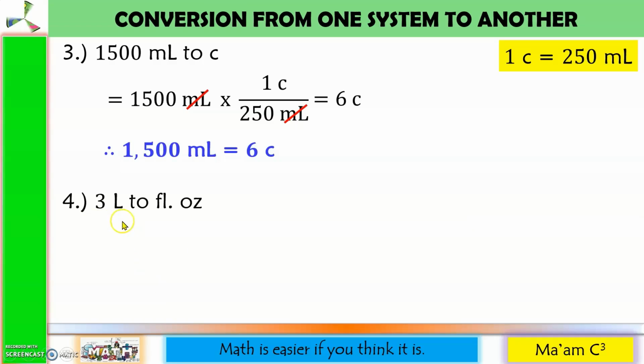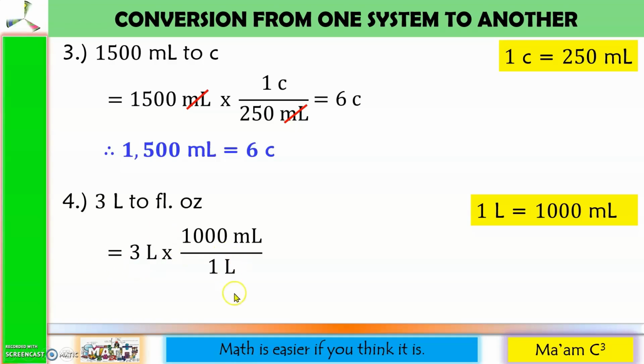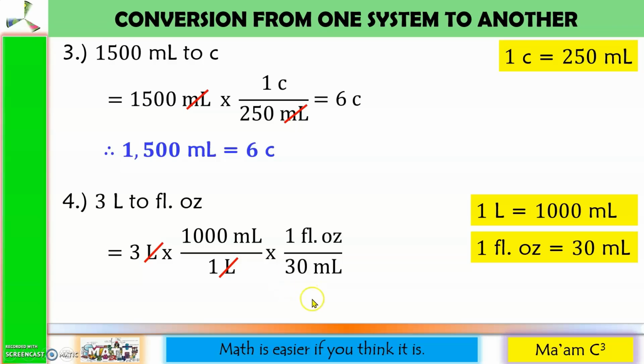Number 4, 3 liters to fluid ounces. So from metric to English system. Let's copy 3 liters. Let's convert this first to milliliters. Our conversion factor is 1 liter is equal to 1,000 ml. So let us multiply 3 liters by 1,000 ml over 1 liter. So we can now cancel the liters. Now from ml to fluid ounces, we have the conversion. 1 fluid ounce is equal to 30 ml. So ml is in the numerator, so ml here should be in the denominator. So times 1 fluid ounce over 30 ml. We can now cancel ml.